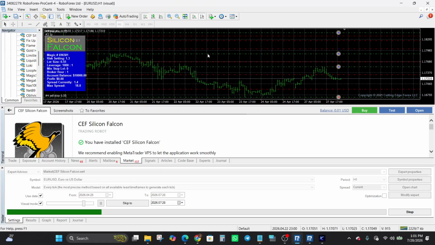So to wrap up, based on the available information, CEF Silicon Falcon produced a net loss in this test despite a high win rate, because the size of its losing trades significantly outweighed its winners. I'm going to recommend looking closely at the target profit and stop loss pip settings, specifically testing different ratios between them and running this over a longer period before drawing conclusions about how this balance plays out over time.